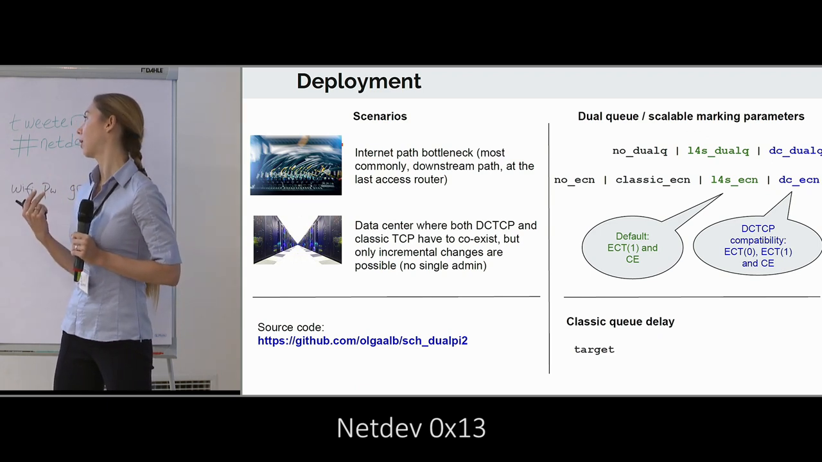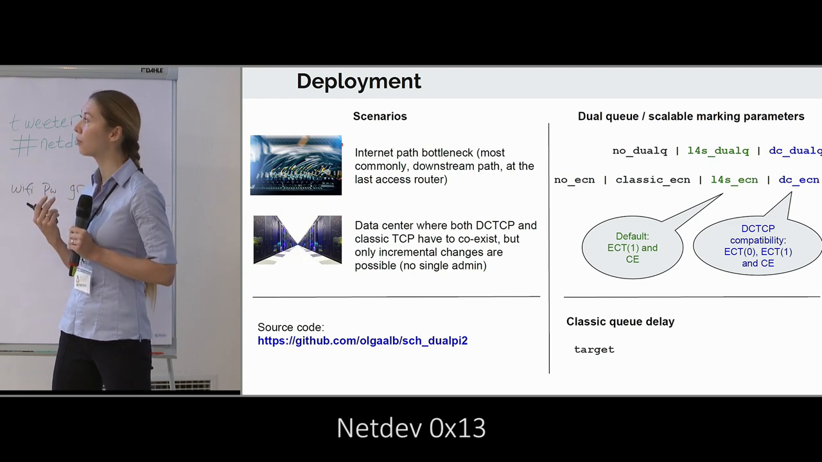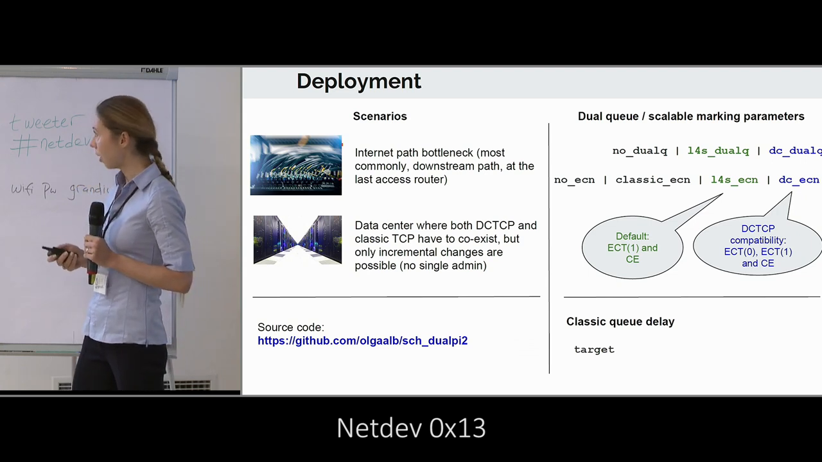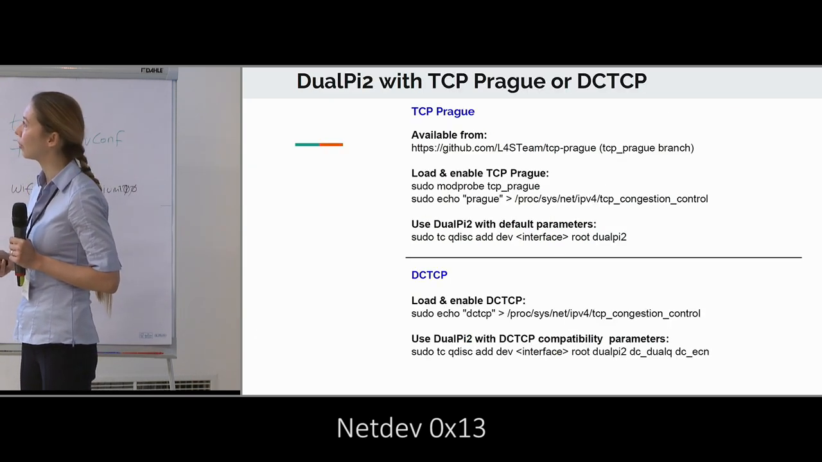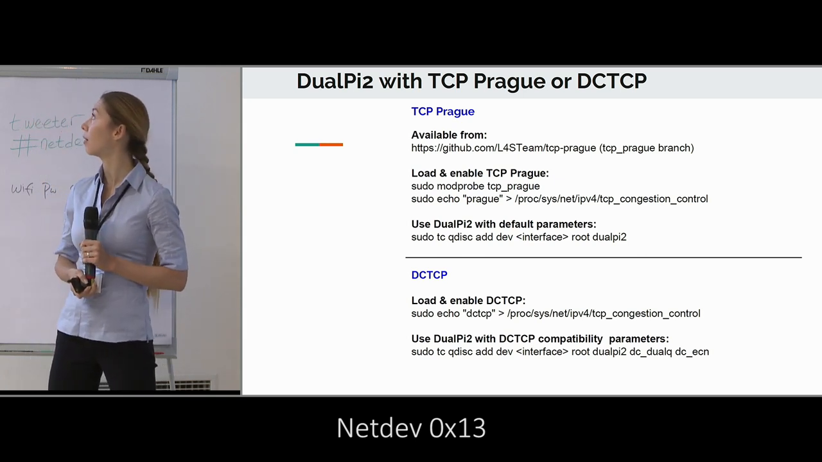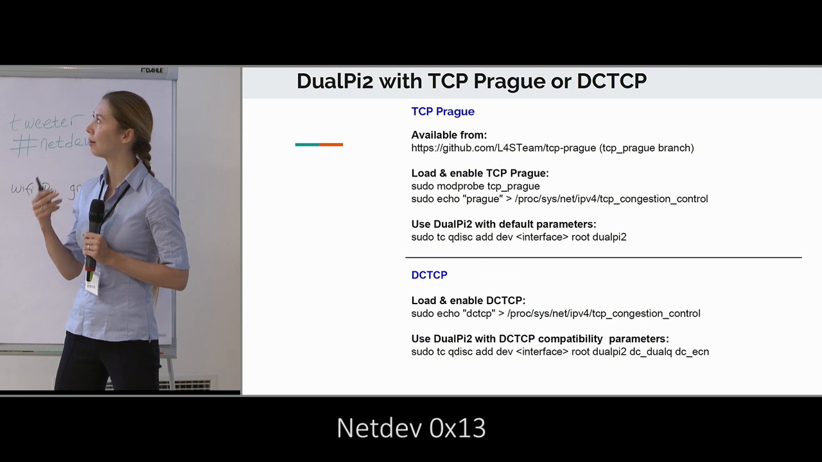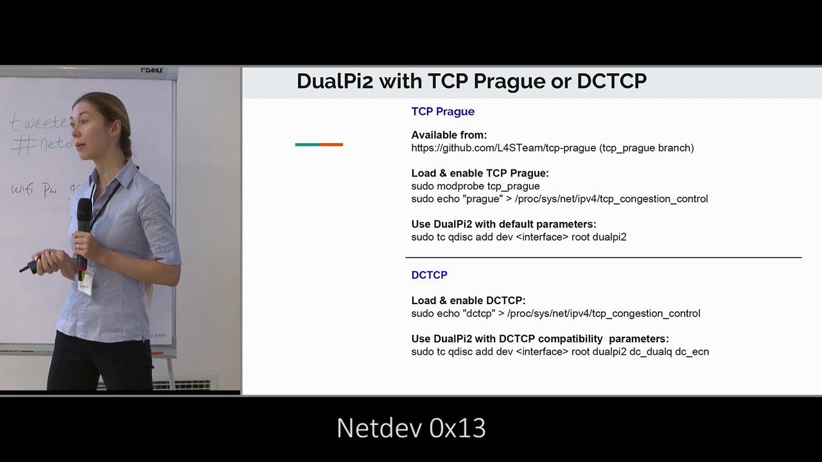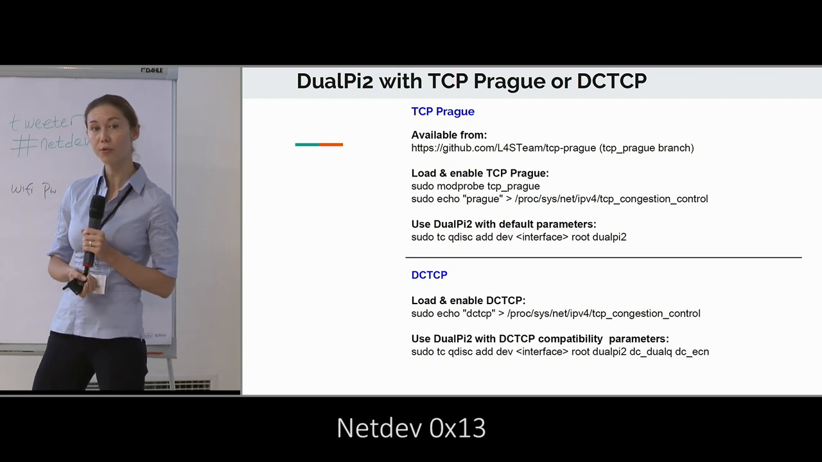But one of the parameters that is possible to experiment with is the target delay for the classic queue, which is set with the target parameter. And to give some examples of how you can actually set it, if you want to use DualPI2 with a scalable congestion control. One example is TCP Prague that you can also download from a GitHub repository, and then you can load the module and enable it. And for TCP Prague, you can just use DualPI2 with default parameters.